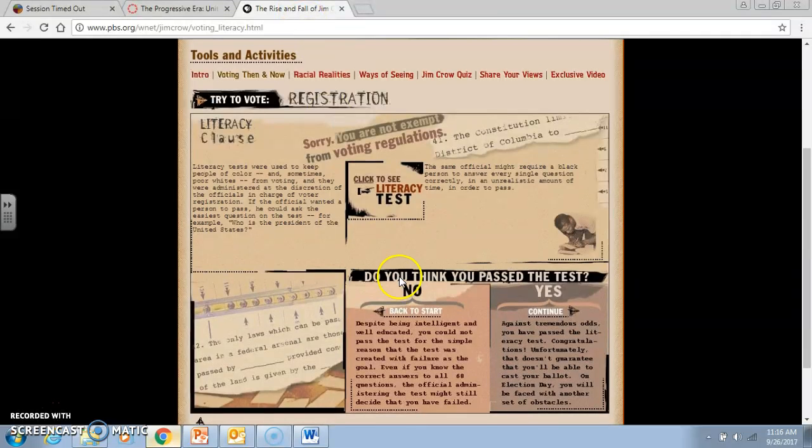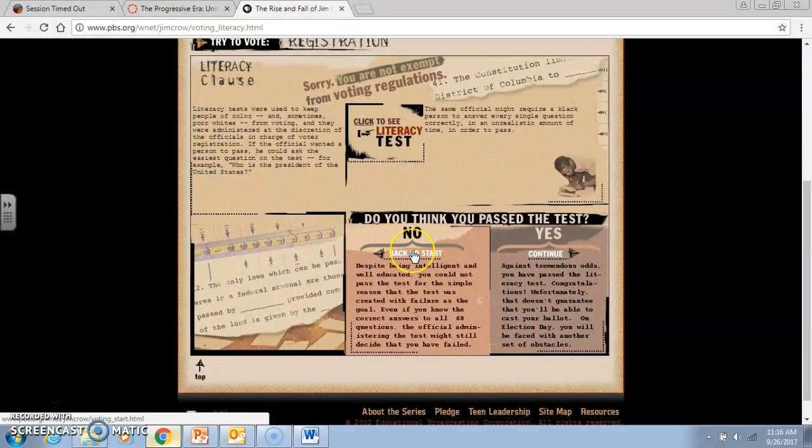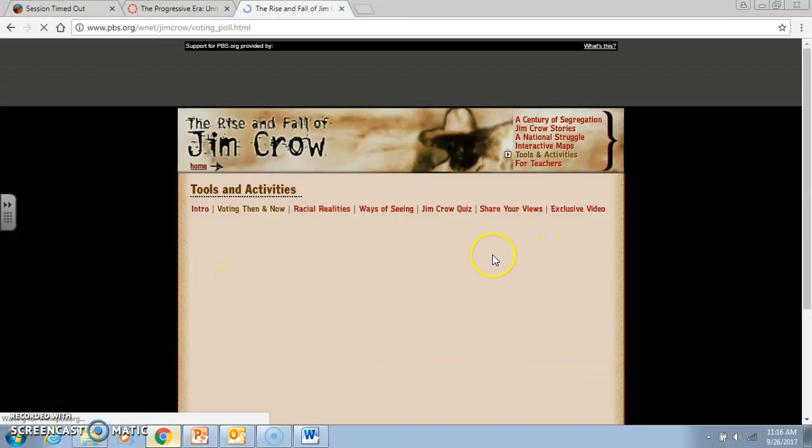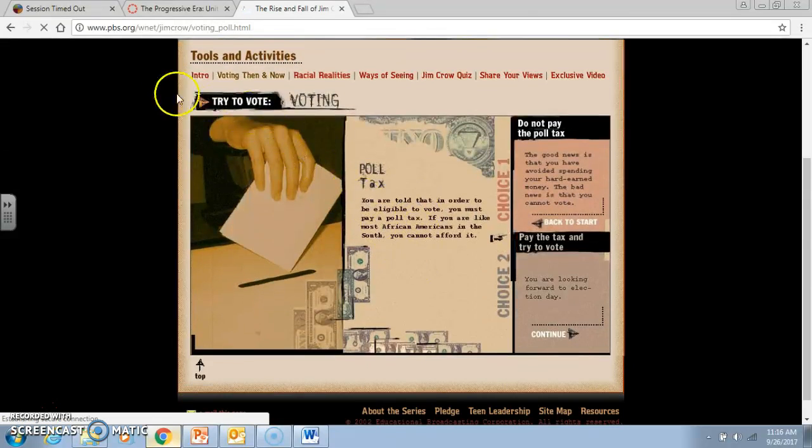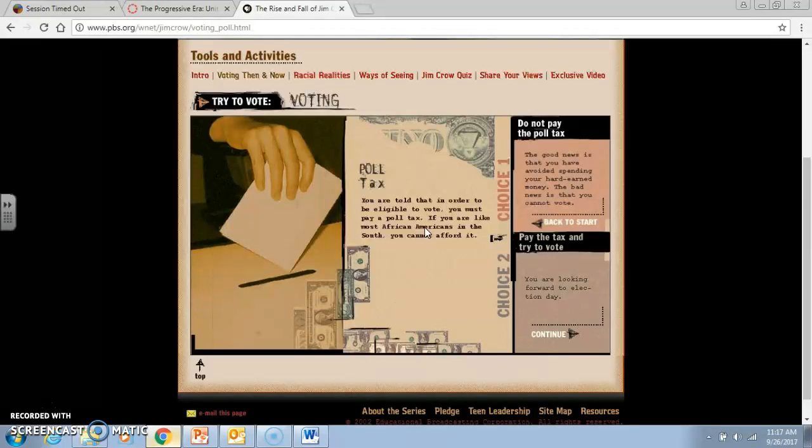Okay, so now, most people probably would say, will we pass the test? Nope. We go back all the way to the start. So let's continue onward, and this is what we'll get mostly tomorrow as well. As you get to the poll tax, when people have the poll tax, they will have to pay to go register to vote. Most African Americans in the South cannot afford this tax.